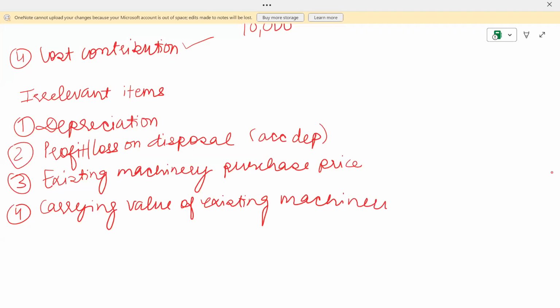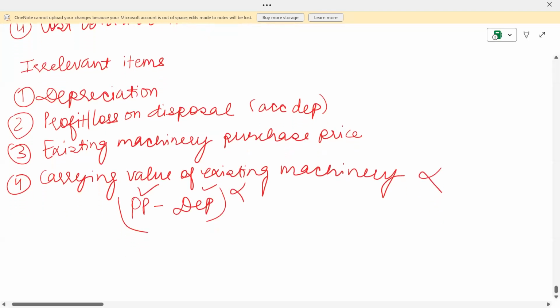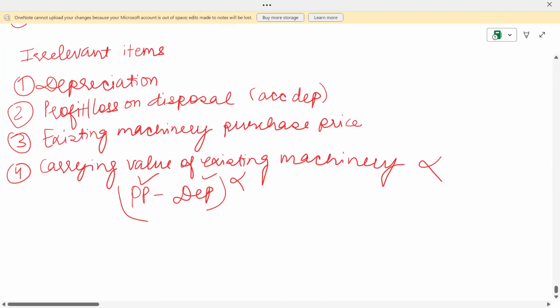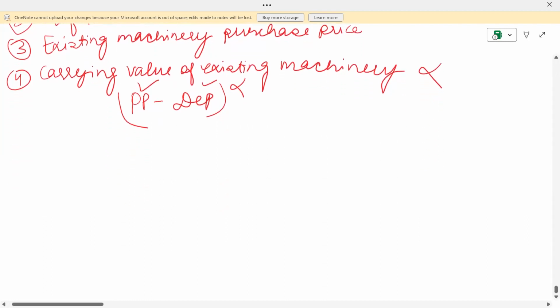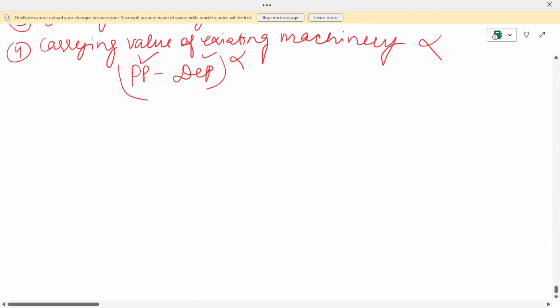Why? Because again, this is a combination of your original price. So this will basically be the purchase price minus the depreciation. Both of these are irrelevant, so this entire thing as a whole becomes irrelevant. Now, with this we are done with the relevant and irrelevant costs of different items: labor, material, and non-current assets.